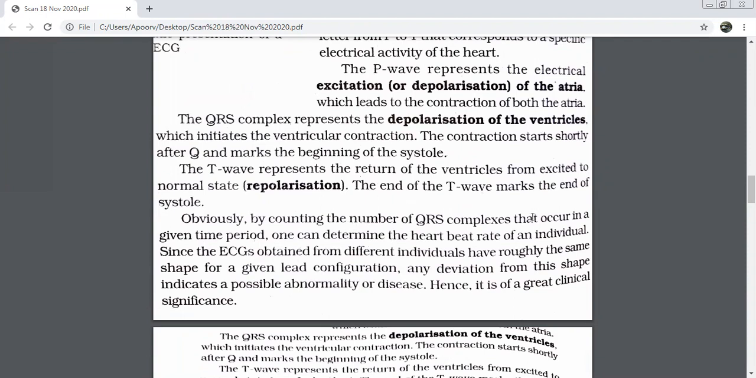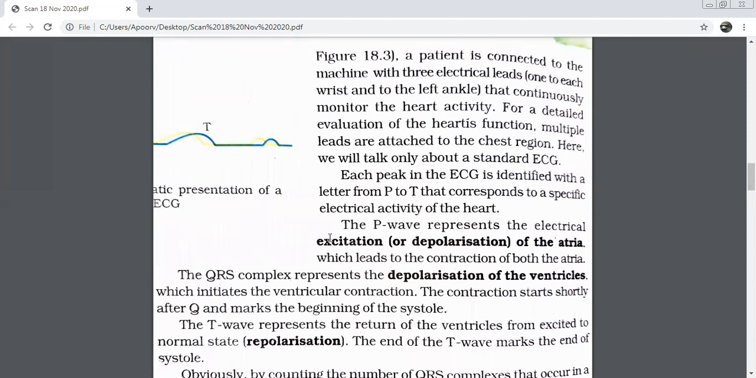By counting the number of which complexes, one can determine the heartbeat rate of an individual? QRS complexes. Which wave represents the electrical excitation or depolarization of atria? P wave. And which complex represents the depolarization of ventricles? QRS complex. Good. And the next one, which wave represents the return of the ventricles from excited to normal state?